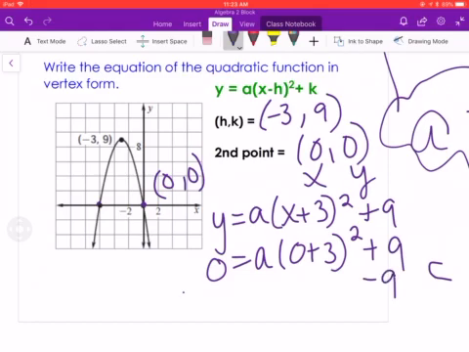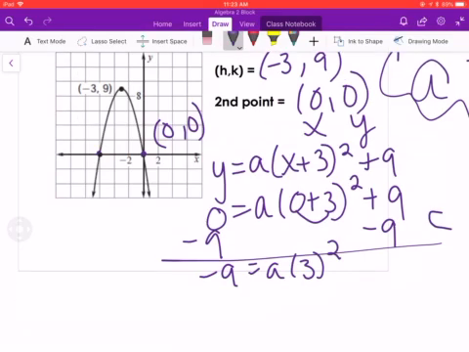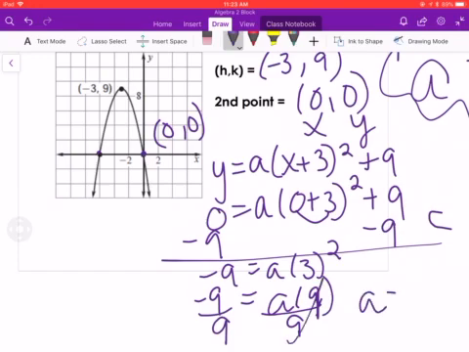I like to subtract my K over to get the A part by itself first. And then I do 0 plus 3 is 3. And I'm going to have to square that. And 3 squared is 9. So I get A times 9. So divide by 9 on both sides. And A is going to equal -1. Then I can go back up into my original here and plug in -1 for A. And then this is my answer. And that's it.